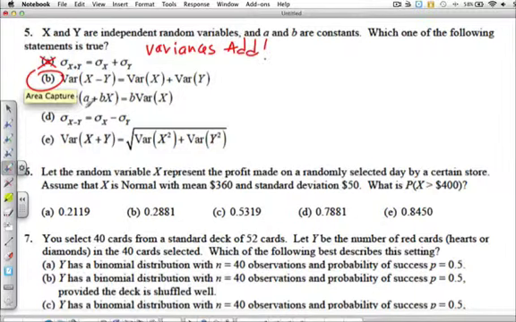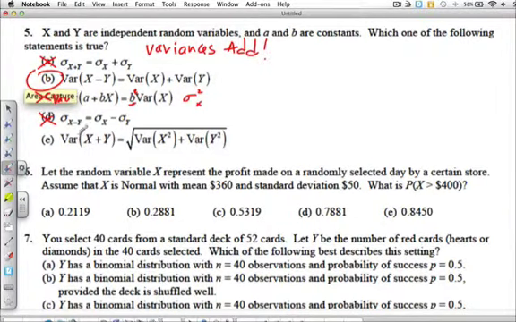For number C, I can't see what this says. Oh yeah, it does say the variance of a plus bx is equal to b times the variance of x. But that's not true because variance is the square of the standard deviation, so I can't just multiply the variance by that constant b. I would have had to multiply it by b squared. So C is not the answer.